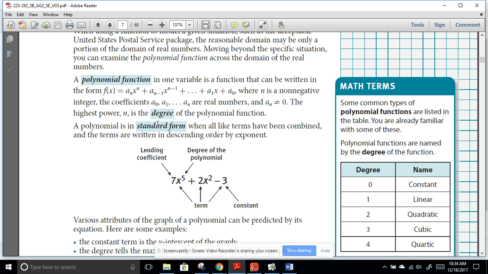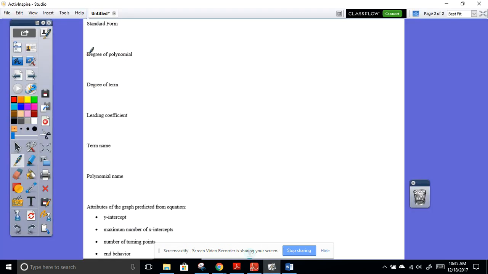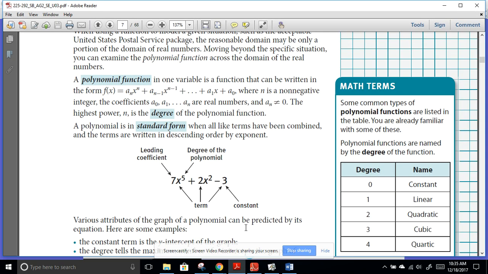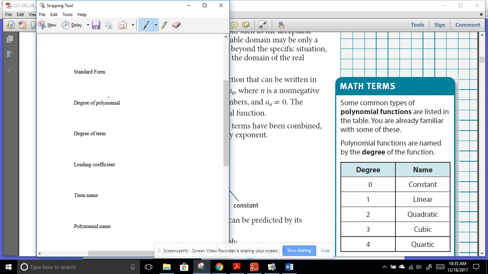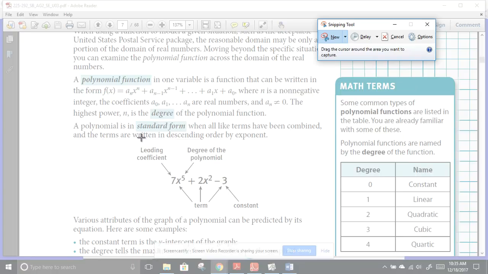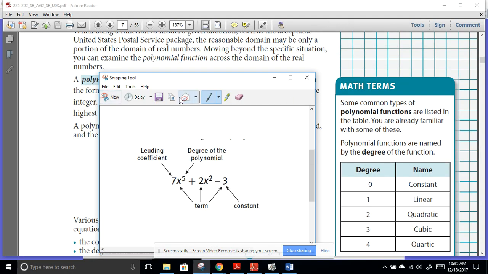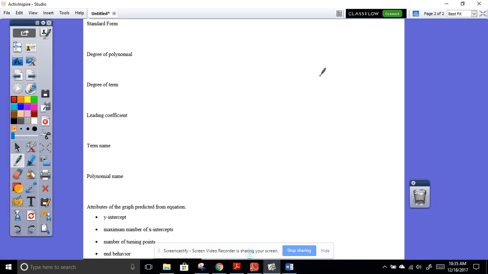Because be careful, and we'll talk about over here when we get to our notes in just a second. There is a difference between the degree of the polynomial and the degree of the term. As a matter of fact, I think what I'm going to do real quick is I'm just going to run over here and copy this little thing right here and bring it over here and stick it on this page so we can see them both at the same time.